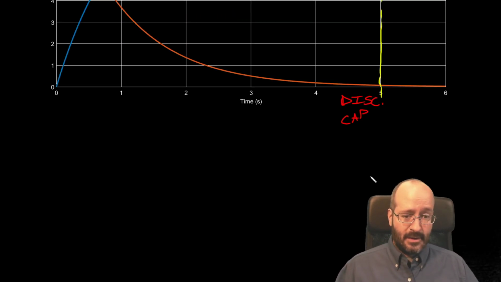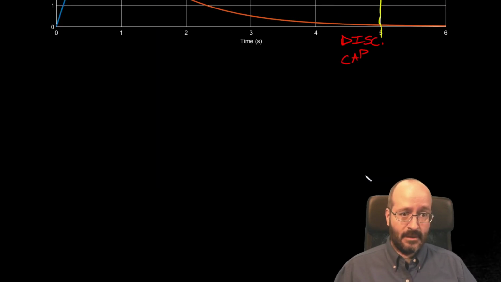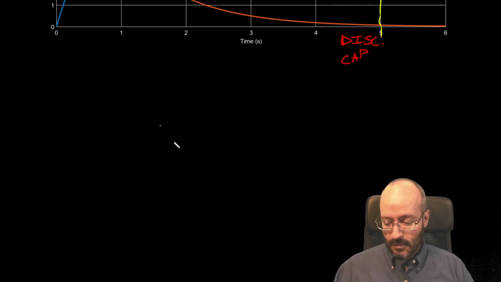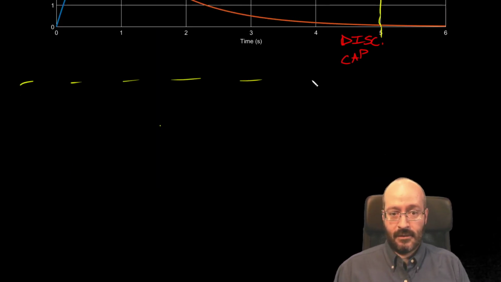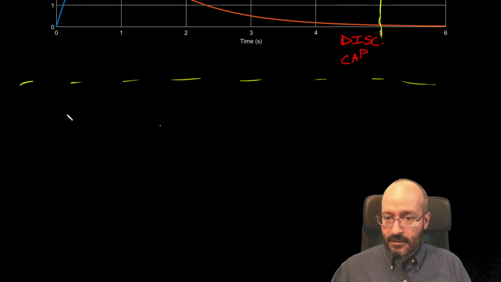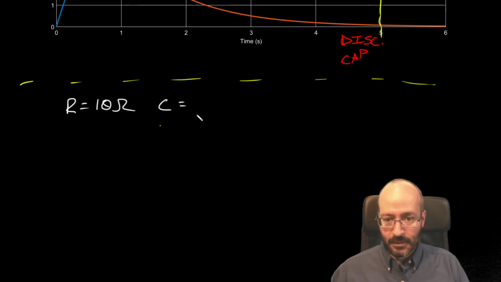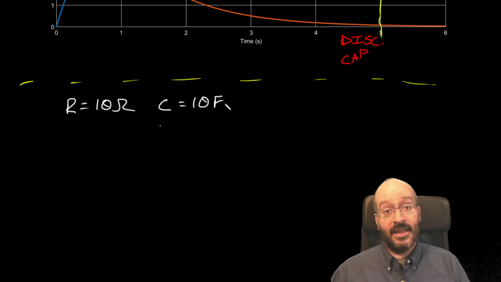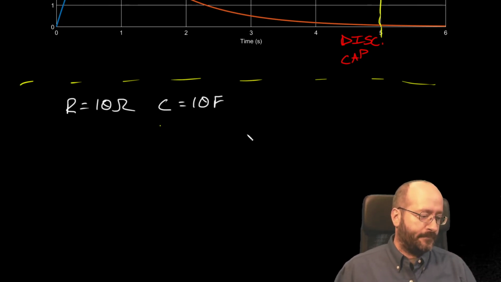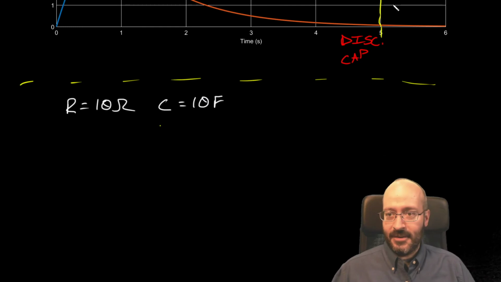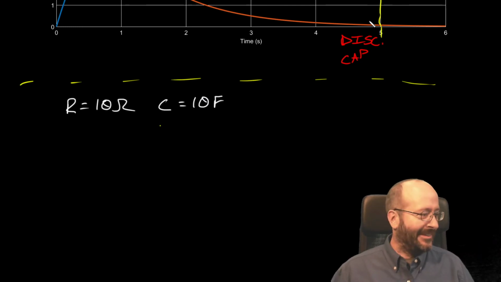Okay, so let me see if I have enough room here. Let's change things up. So if we say R is equal to 10 ohms, and C is equal to 10 farads. That's huge. Not something you're going to find in your consumer electronics kit.